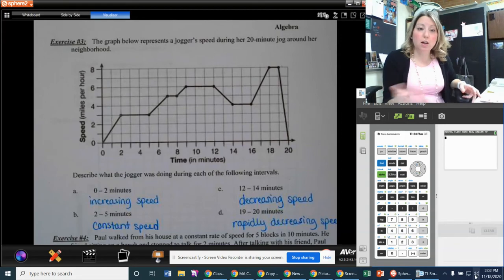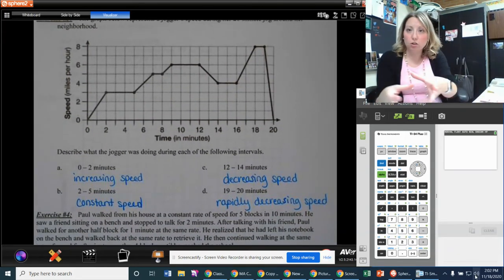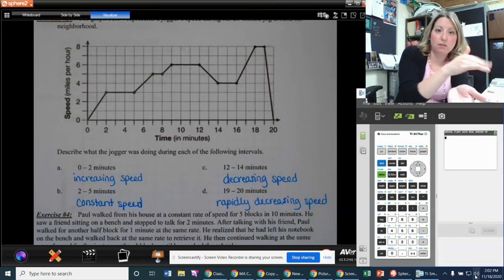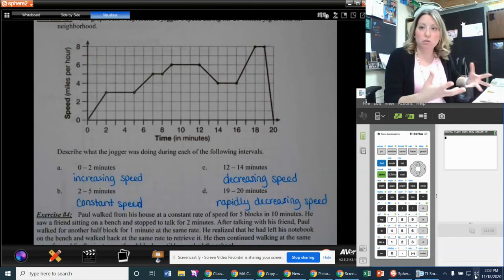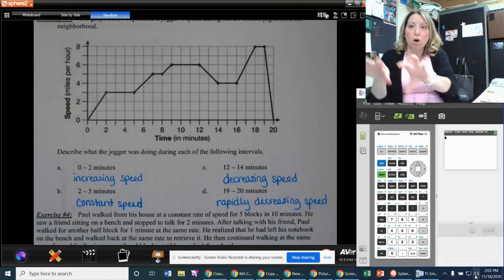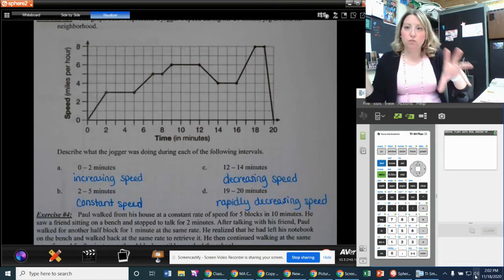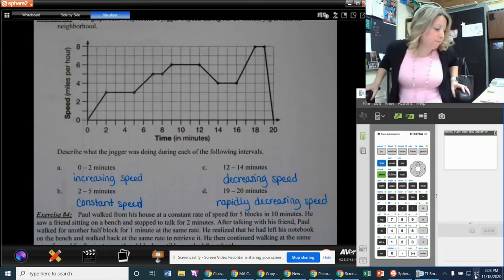At the Regents exam, they did ask specifically which interval, which time interval, and they gave you these 4, was this jogger maintaining a constant speed. So, 2 to 5 minutes was the correct multiple choice. We turned that into just looking at what each of these intervals actually are doing. So you could have answered the multiple choice.